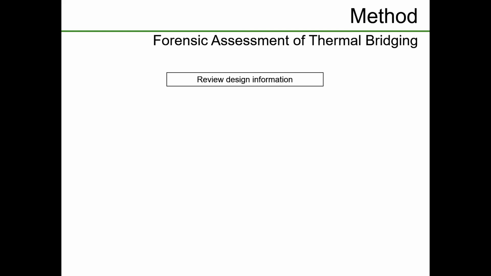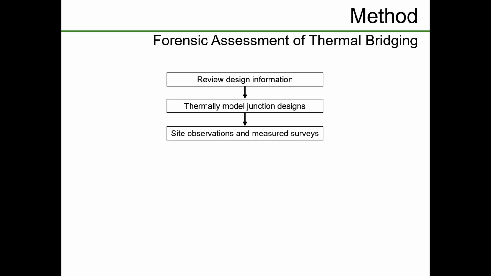Moving on to what we've actually done with the research here. These have been done on live projects, so there were live projects at the time the modelling was done and the site investigation was done. The first thing I did is I reviewed the design information for some projects, and then I thermally modelled the junctions for those projects, and I've got some base values then. So I'm expecting this is how things are going to perform. Then I went out onto site, made some site observations, undertook some measured surveys, and actually established what has been built. I maintained a photographic record as well, so I can refer back to that.